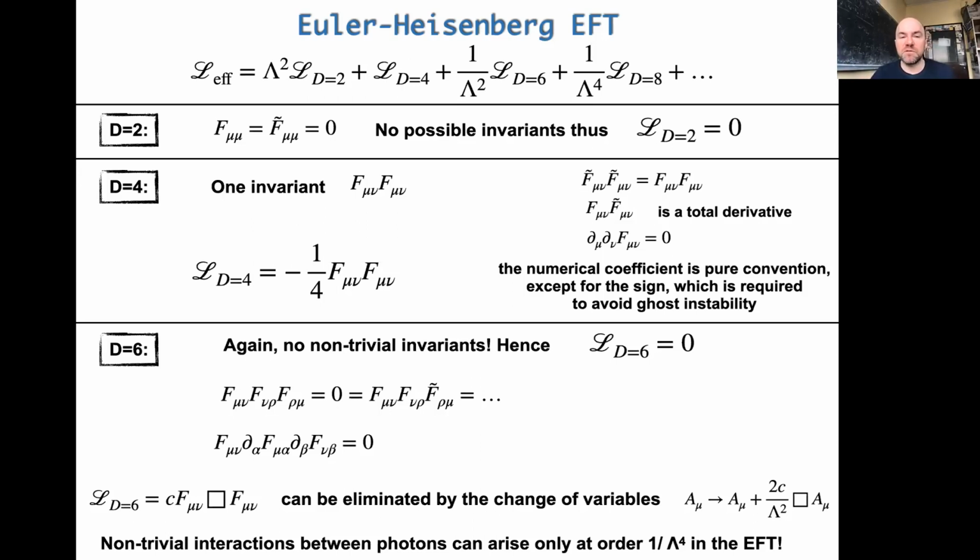Now the next dimension that appears in this expansion would be dimension 4, and in this case we have one invariant that we can write, which is F_mu nu F^mu nu.